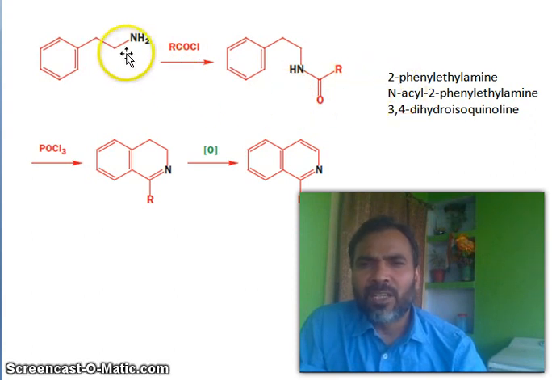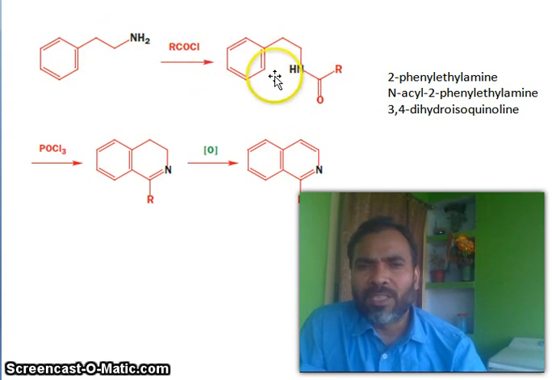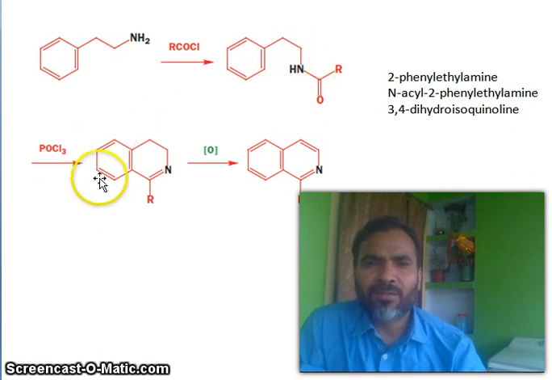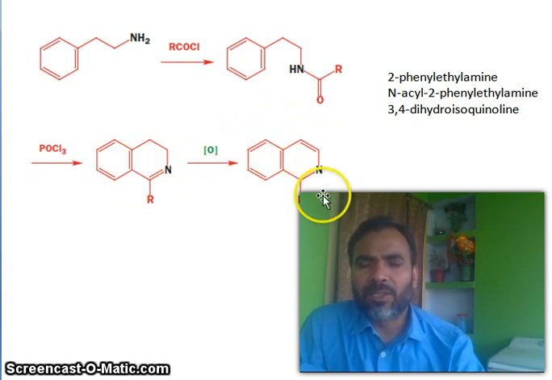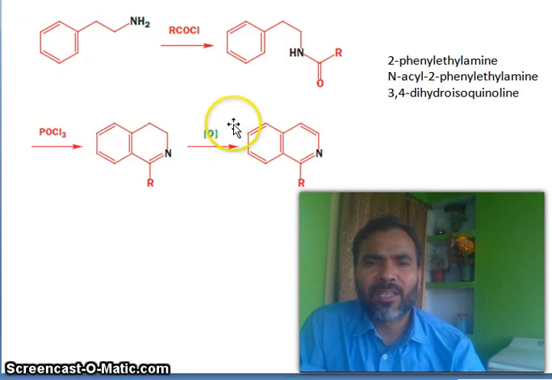So you see the 2-phenylethylamine reacts with RCOCl and forms this type of product. We are saying N-acyl 2-phenylethylamine. It reacts with phosphoryl chloride and forms such type of cyclization, and on oxidation it becomes oxidized, and this is reduced, and the oxidized one is the substituted isoquinoline. And this is also a very important reaction; you know, the mechanism you have already seen here.